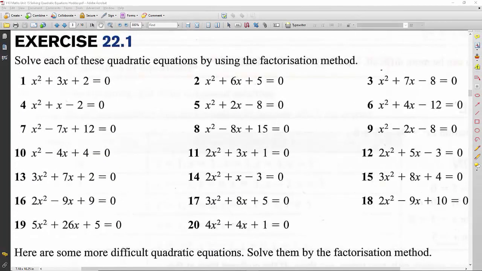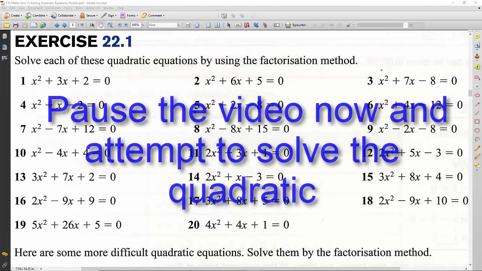Looking again at exercise 22.1, why don't you have a go now at question number 2, x squared plus 6x plus 5 equals 0. It's only slightly more complicated than question 1, so it shouldn't take you too long to get the answer. Pause the video again and come back when you think you've got your solution.